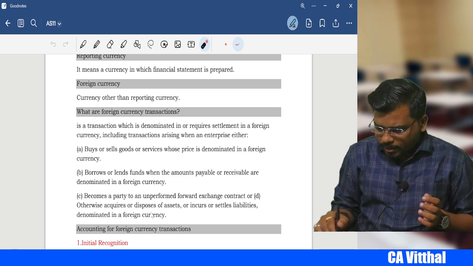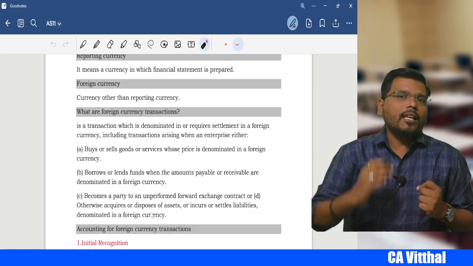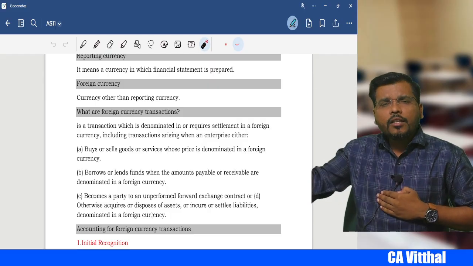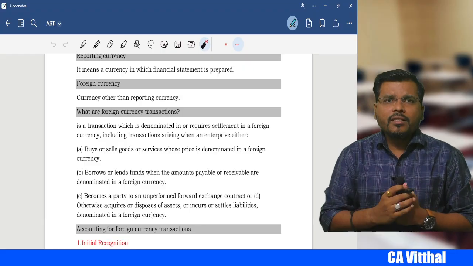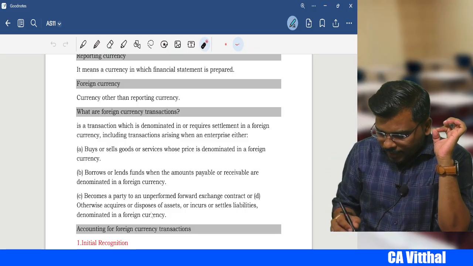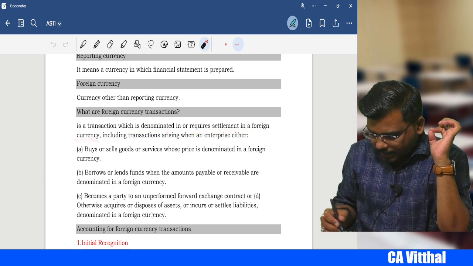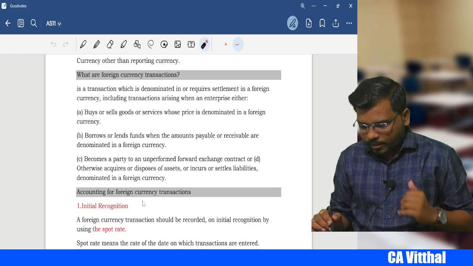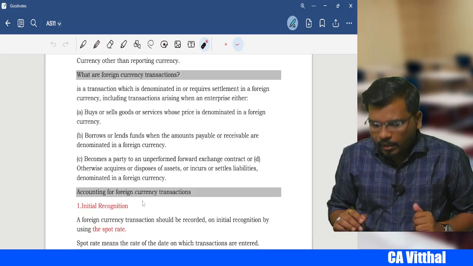Foreign currency transaction means a transaction which is denominated or which requires settlement in foreign currency. For example, when we export goods to the US, we receive money in dollar. So that transaction becomes a foreign currency transaction. So foreign currency transaction is a transaction which is denominated in or requires settlement in foreign currency. For example, buying and selling of goods or borrowing or lending funds, when the amount payable or receivable is denominated in the foreign currency. Are you getting my point?